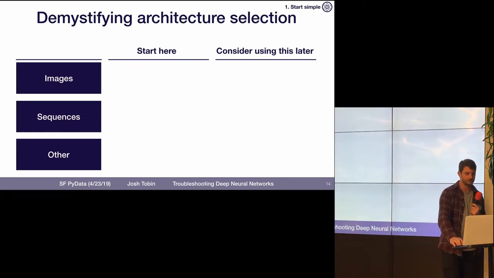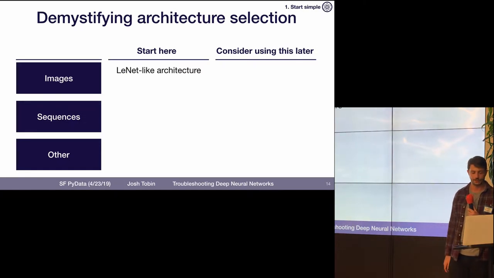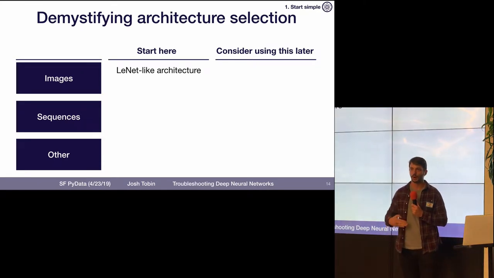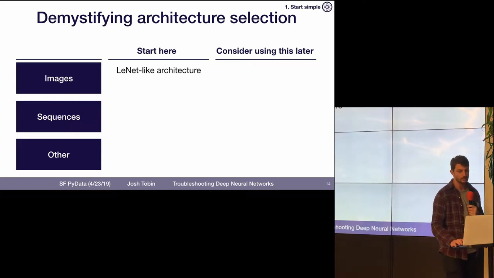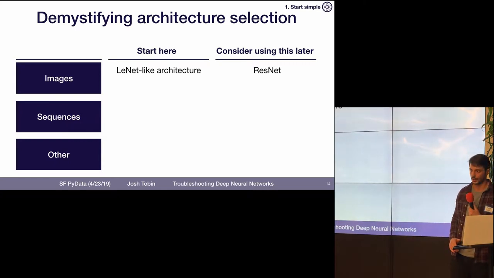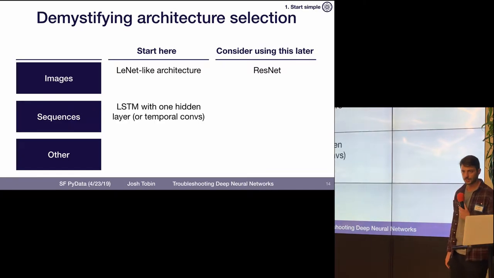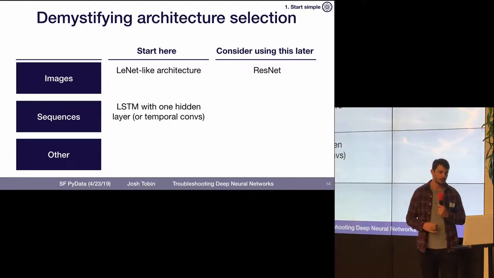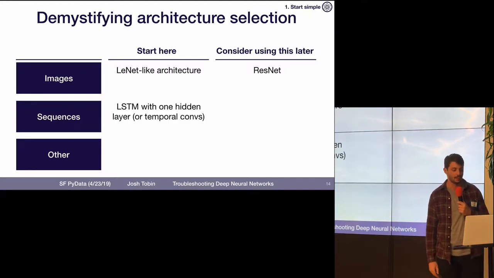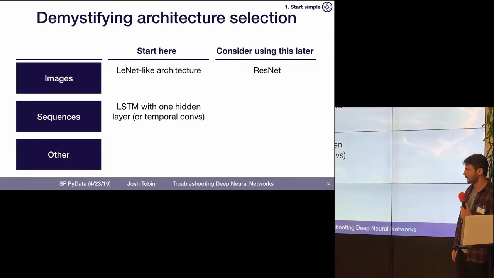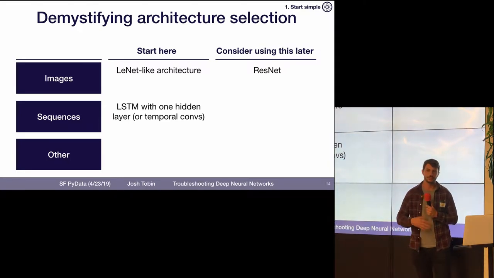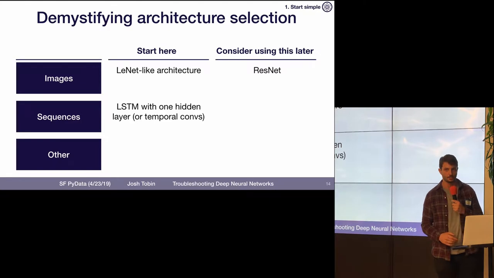And there's 2 or 3 main categories of data that you typically use for deep learning. One is images, and if you're using images, then my recommendation is you use a LeNet-like architecture, the simplest possible ConvNet architecture. And later, as your project evolves, you might move to something that looks like a ResNet. If your data is sequences, so temporal data, language, audio, something like that, then my recommendation in the past has been an LSTM with one hidden layer. Recently, it seems like there's a lot of evidence that temporal convolutions, for those of you who know what those are, are easier to train and perform better than simple LSTMs, so you might consider starting there instead.